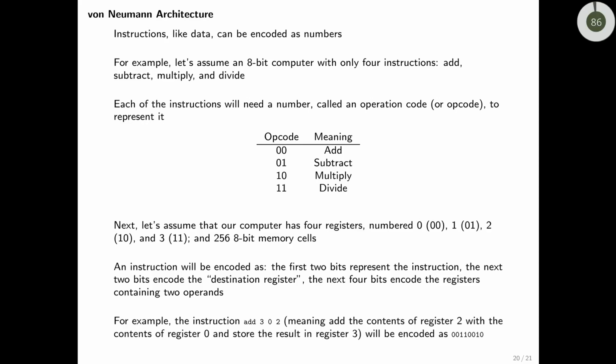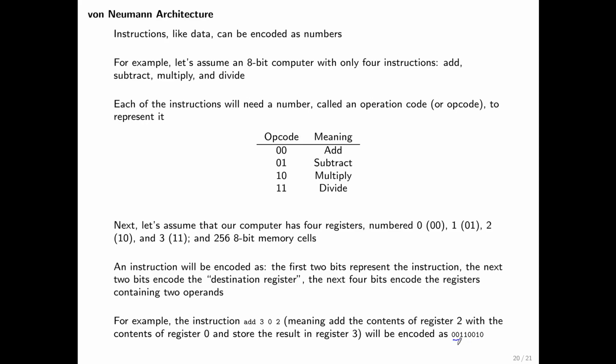Okay. So let's say that the instruction is add 302, which means we want to add the values in the register 0 and 2 and store the result in the register 3. So that's the instruction. So the question is, how is this instruction represented as a number? Well, it's extremely straightforward. Add from this table is simply 0, 0. Okay, so that's the 2 zeros that you see here.